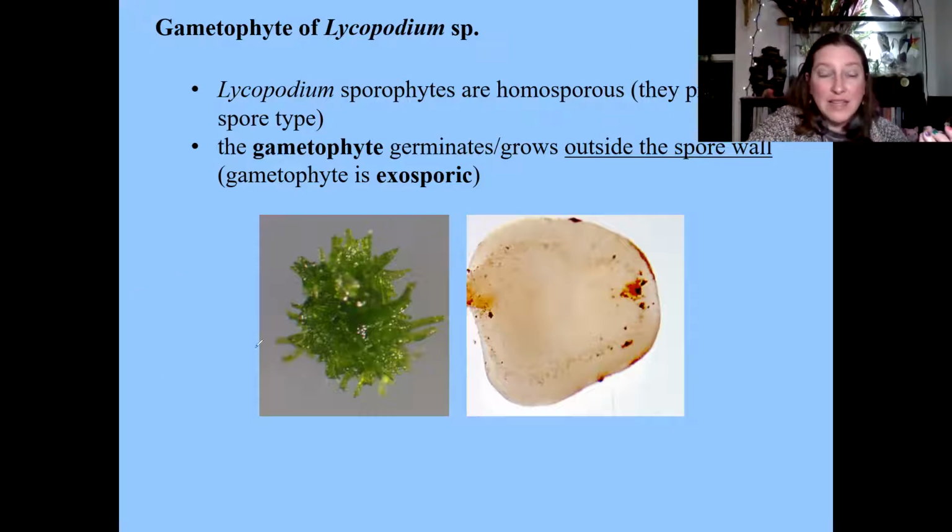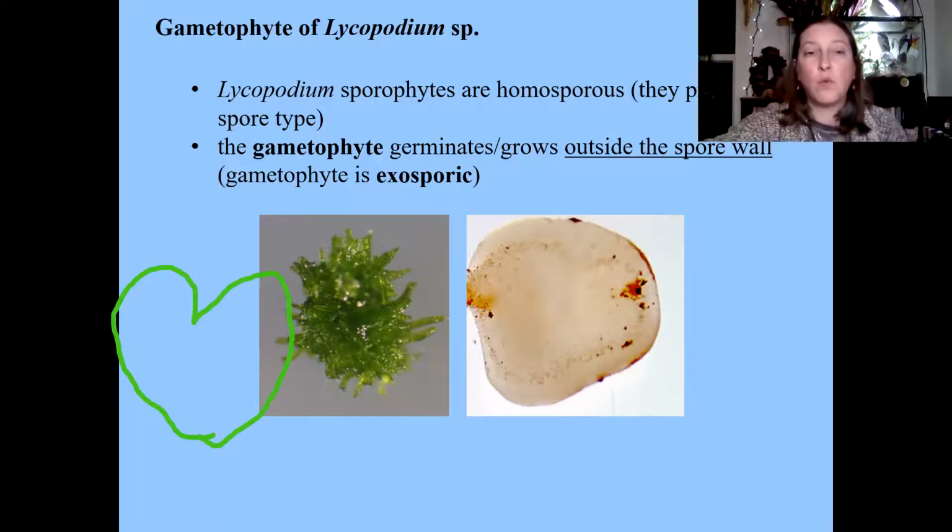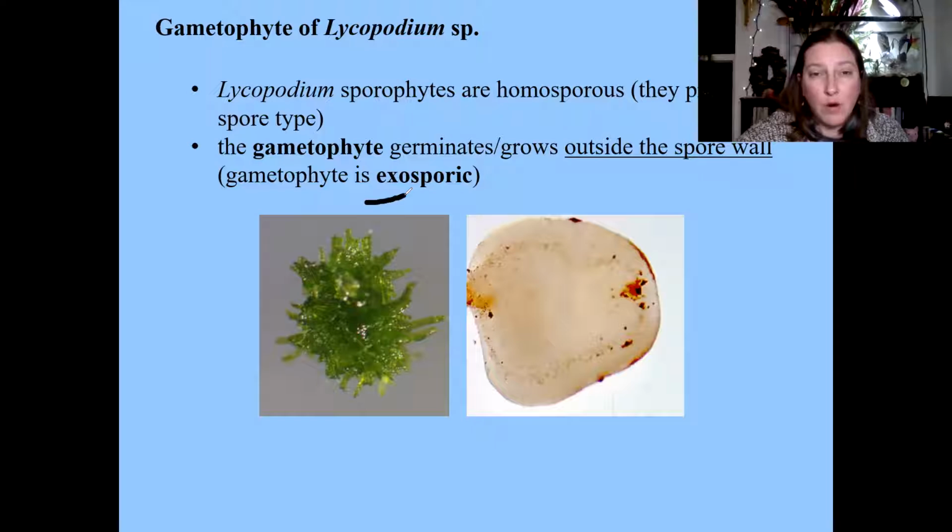obviously the gametophyte plant grows outside of the spore, right? The spore germinated and the gametophyte plant is dominant. And so when it grows, it's going to be much bigger. Like let's say the spore was that big, right? It's going to grow outside the spore wall because the spore has a little wall. When the gametophyte plant grows outside of the spore wall, we call it exosporic. Exo means outside of. So the gametophyte is outside of the spore, exosporic.